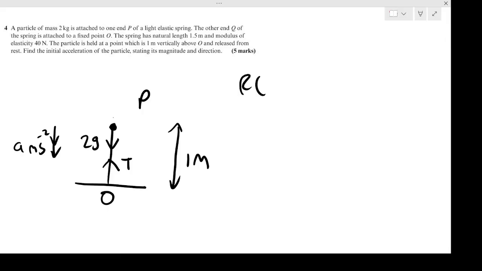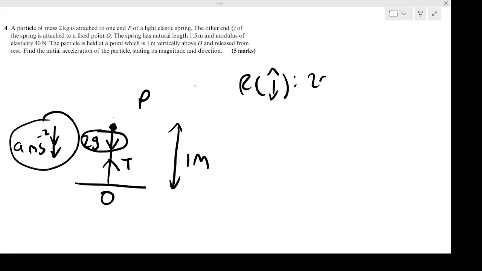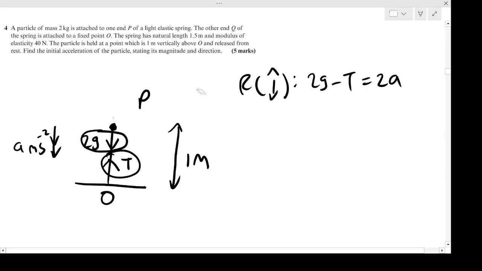If I resolve up and down, the acceleration is downwards. So firstly, my downwards force is 2g, take away the opposite upwards force, which is T, equals MA. The mass is 2, so it's going to be 2 lots of A.